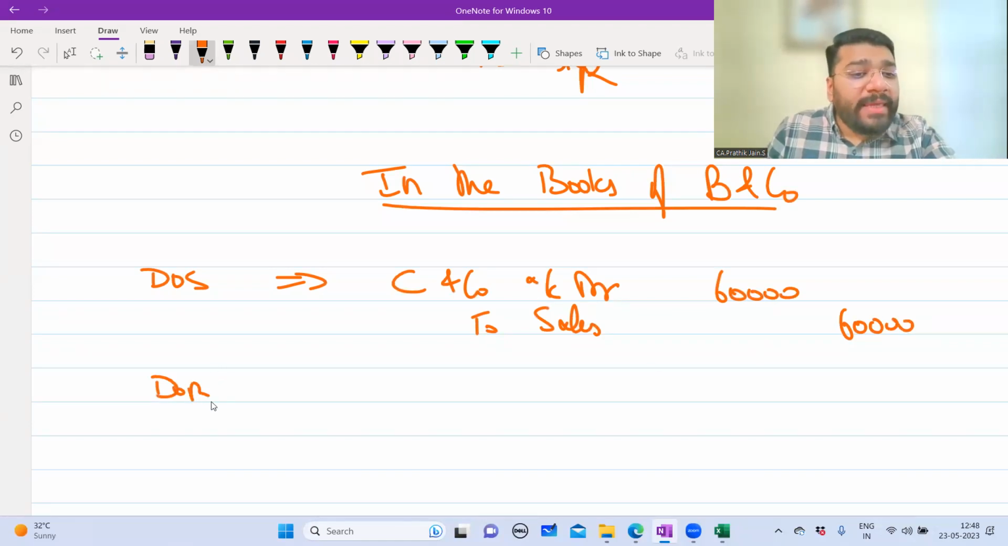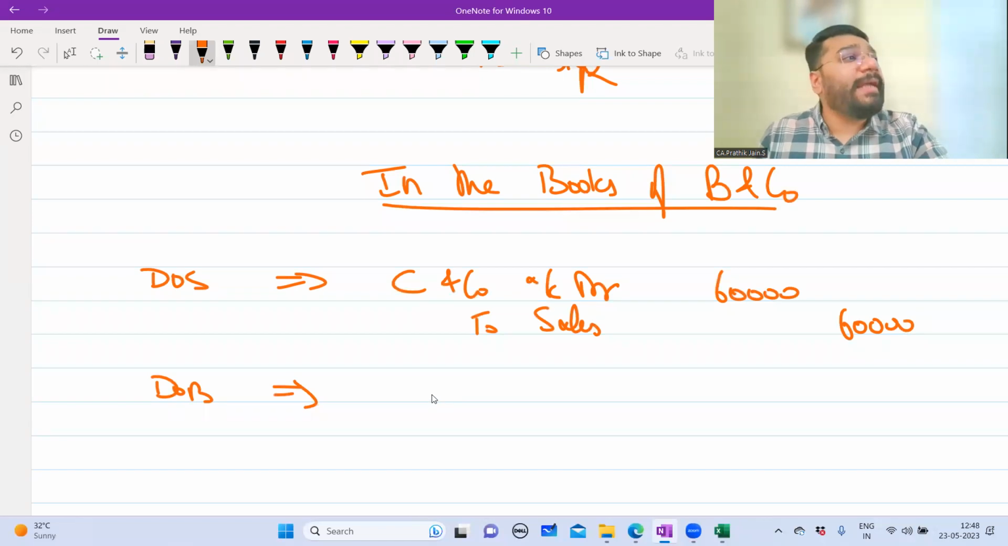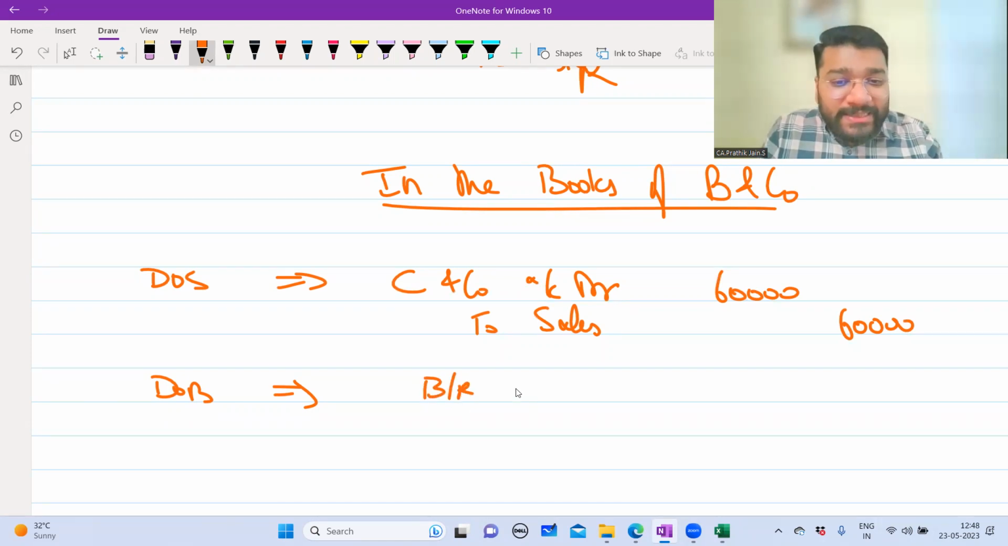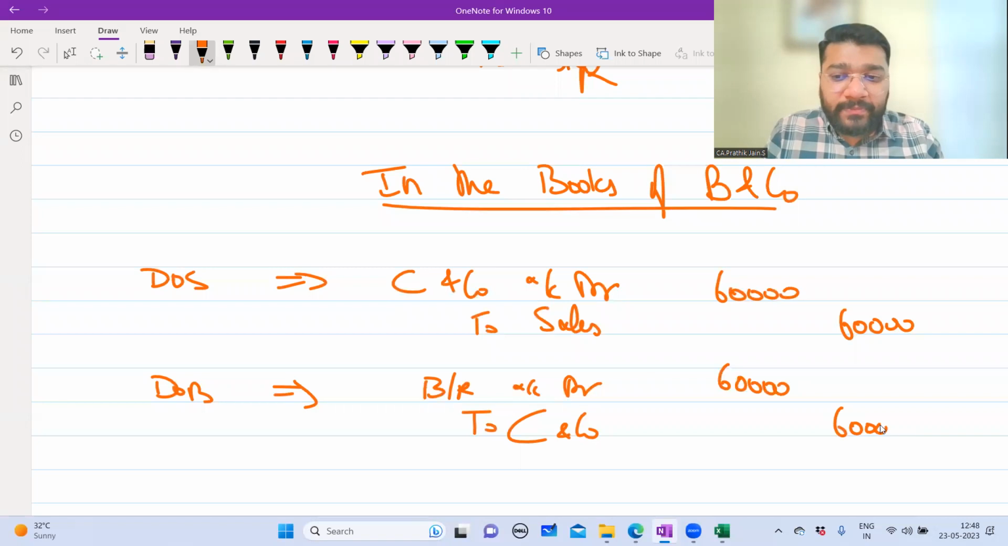On the date of the bill being accepted, we are cancelling the debtor, and in place of that, we are creating a secured debtor. And what is the name of the secured debtor? Bills receivable. So, bills receivable account debit to C and Co. How much? 60,000.